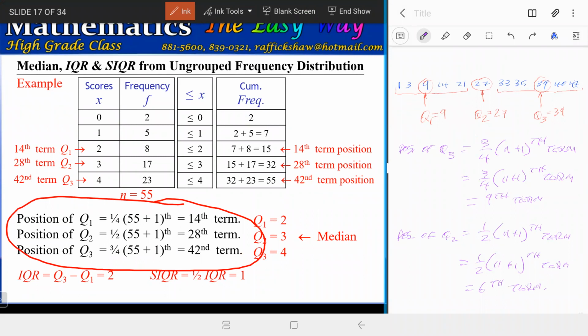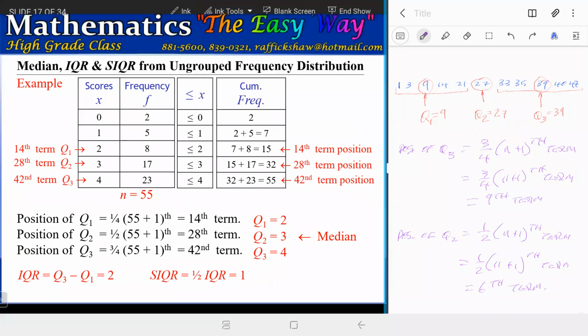When we're doing grouped data, we're going to have to find the quartiles from a cumulative frequency curve. So the method is going to be different still. So there are 3 different ways of finding quartiles depending on the data that you have: grouped, ungrouped, or raw data. All right, so let's continue.